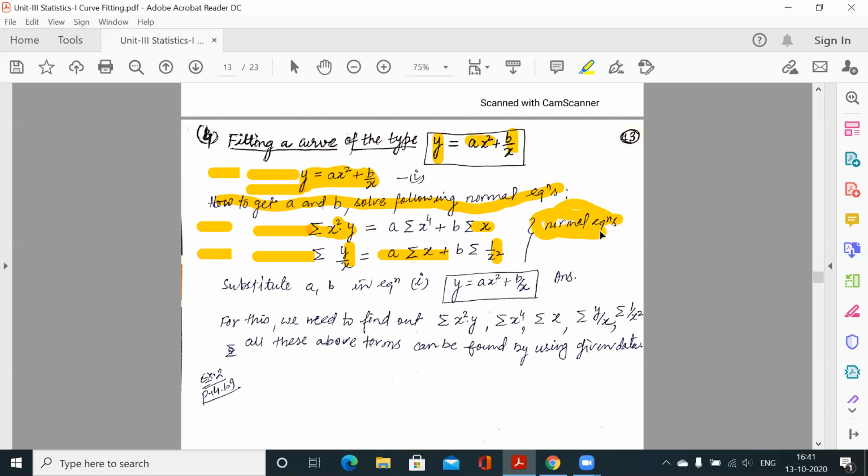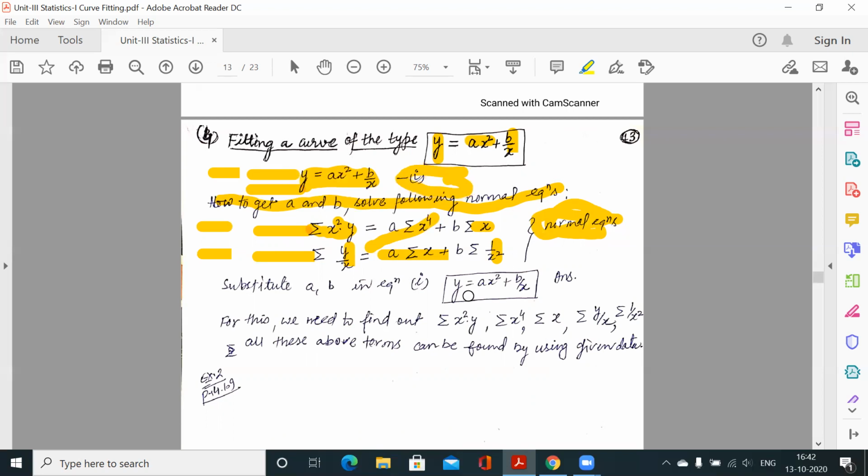How to do this? Just after a few questions we will discuss how to find the normal equation for any curve. Whatever the curve is, we have a process, a rule to find the normal equations. So for now you consider that these are the two normal equations if you have to fit this curve.